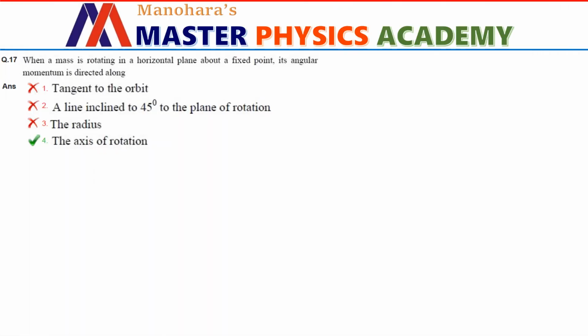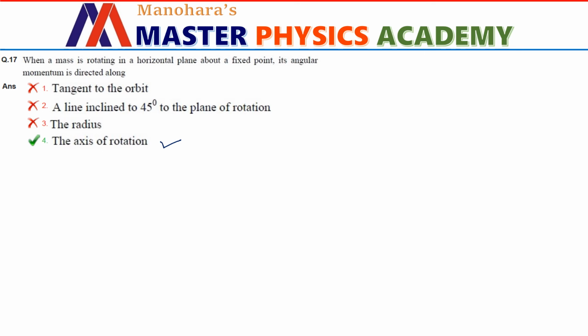Here it is given that when a mass is rotating in a horizontal plane about a fixed point, its angular momentum is directed along. It's a repeated question. I don't know why this kind of thing will happen in a national level exam. So this question has been discussed in part 1. The correct option is option 4, the axis of rotation. But this is a repeated question. Let's move on to next question.